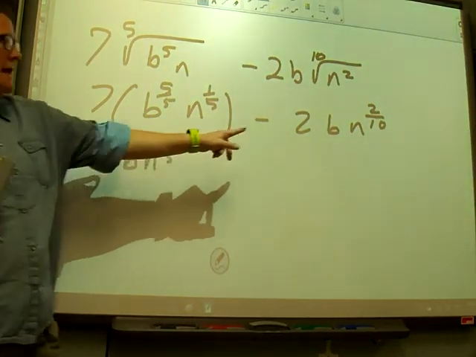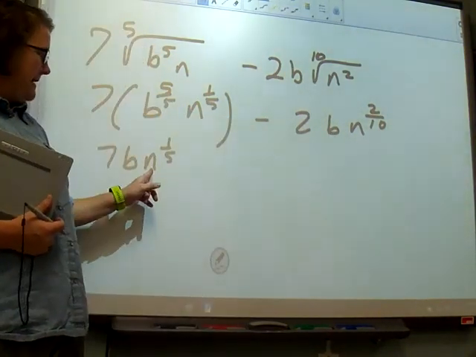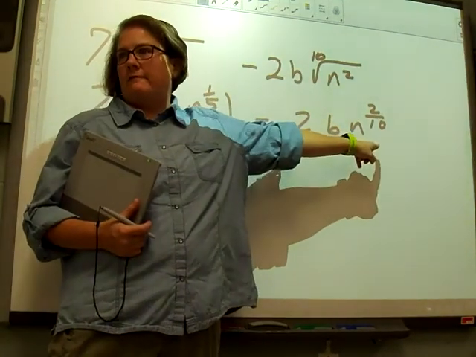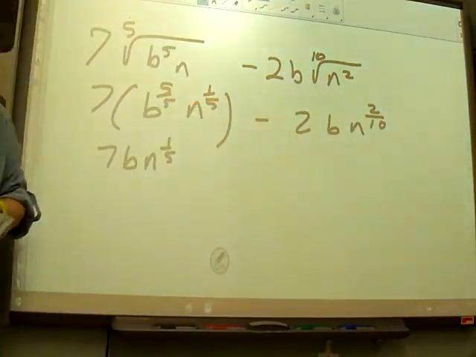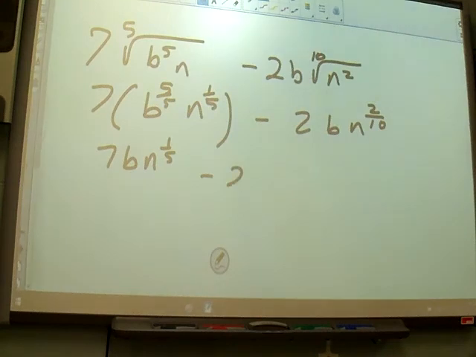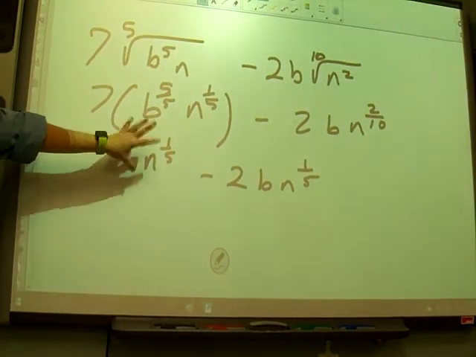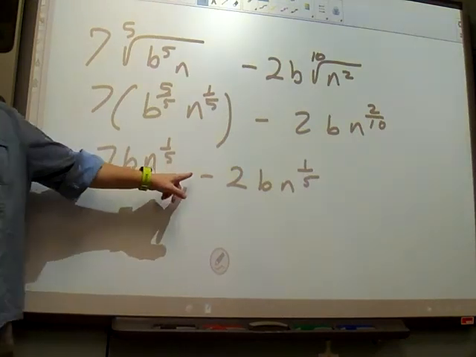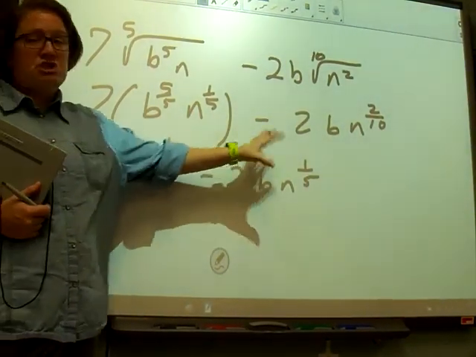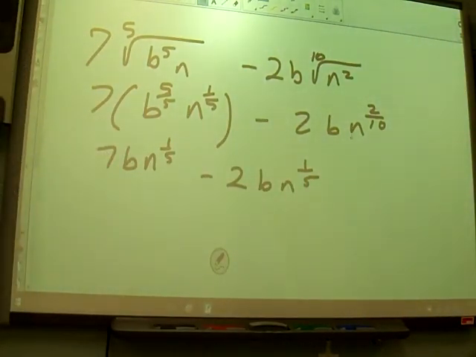Holy cow. So are you seeing that? You got a b and a b. You got an n to the 1/5 and an n to the 1/5. We just created like terms. So minus 2b n to the 1/5. So would it be 5? Yes. Now you've got your like terms. So 7 of these ugly things, since all the letters are the same, minus 2 of those ugly things, like Garrett said, gets you 5 of those ugly things.